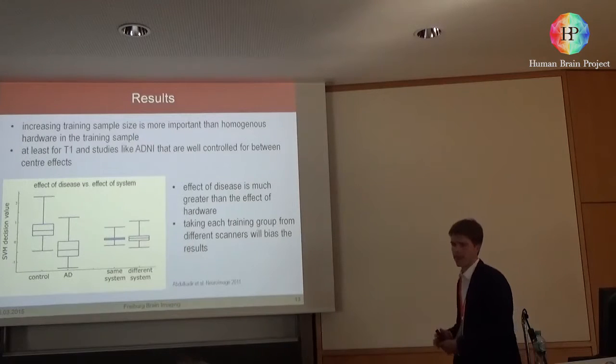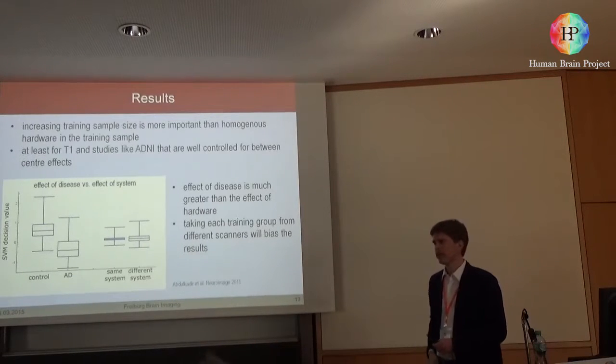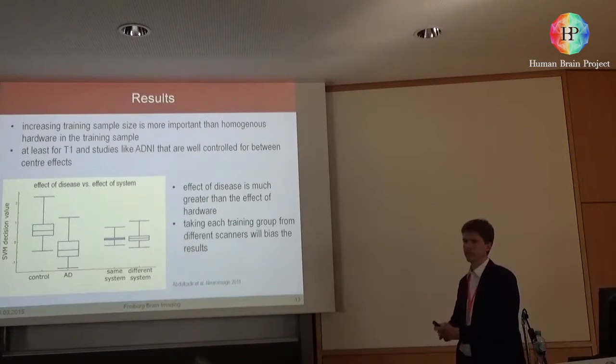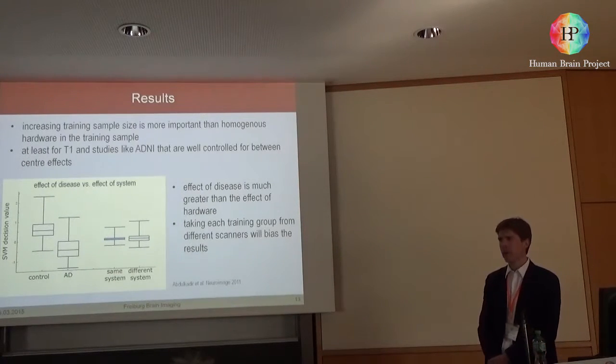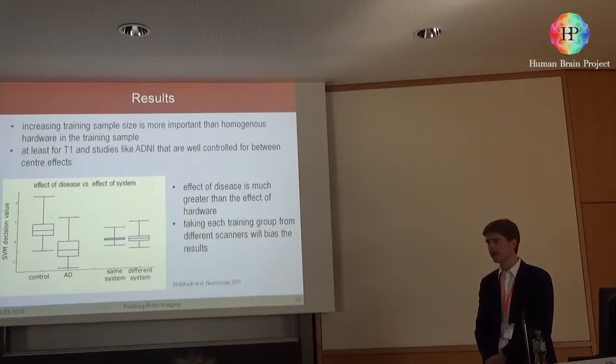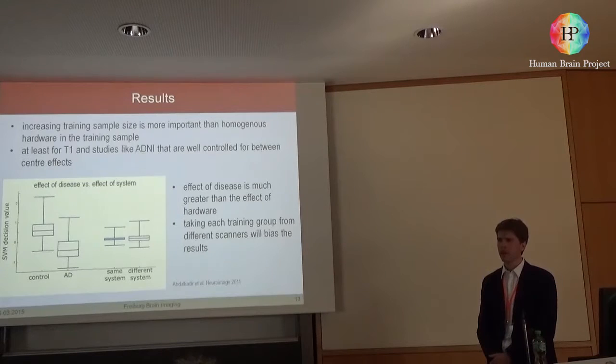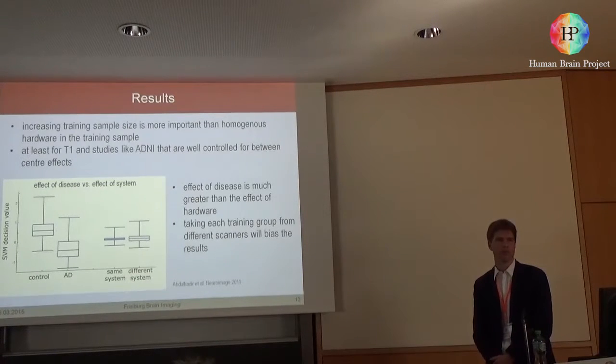I was wondering what kind of features you use here, because obviously if you use voxel intensities, there will be a massive difference between different scanner systems. If you use something like gray matter probabilities, it might be more similar. That's right. So we use gray matter probabilities. Yeah, this is absolutely true. The intensity differences between scanners are substantial. You need this type of pre-processing.